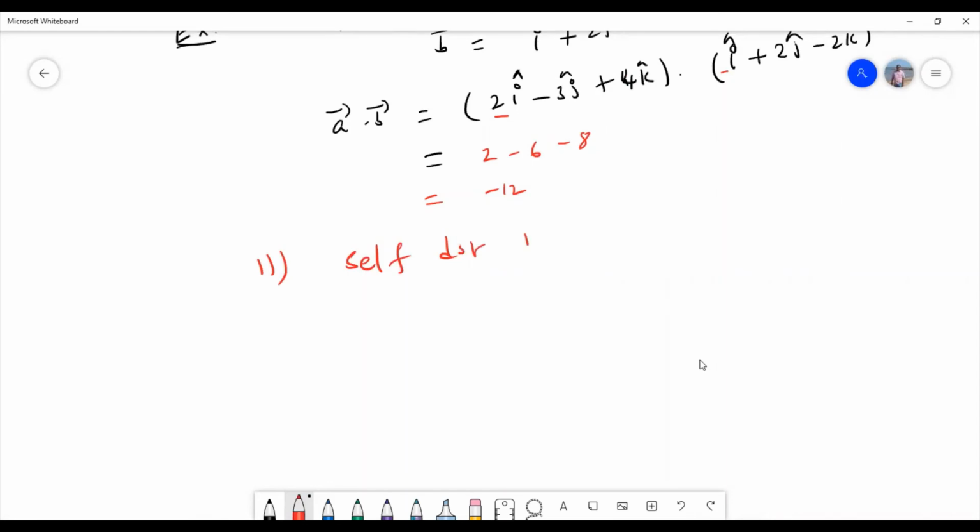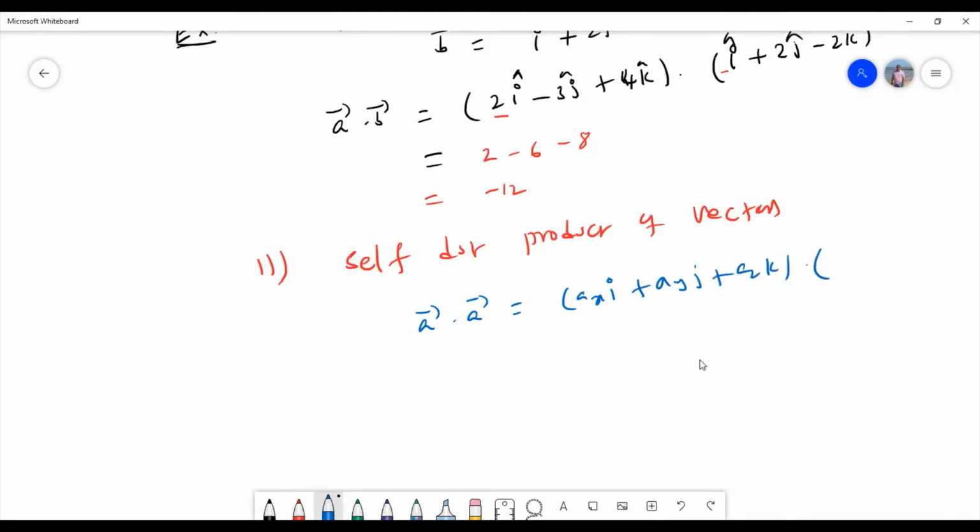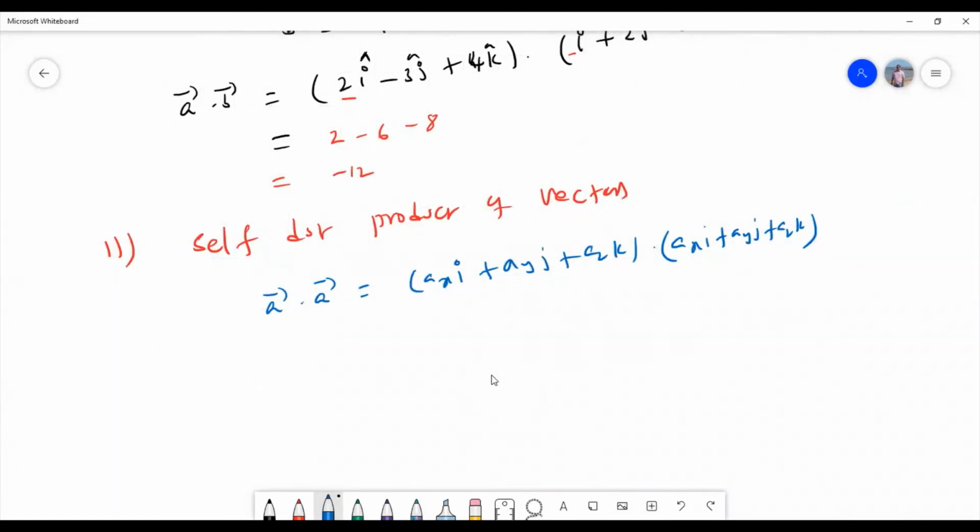Self dot product of two vectors. I want to find out what is a bar dot a bar. So what is a bar? We have a x i cap plus a y j cap plus a z k cap. Same way, a x i plus a y j plus a z k. So what you will get? This is simply a x square plus a y square plus a z square. So this is nothing but a bar dot a bar.